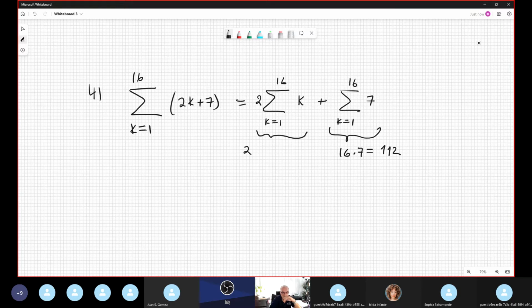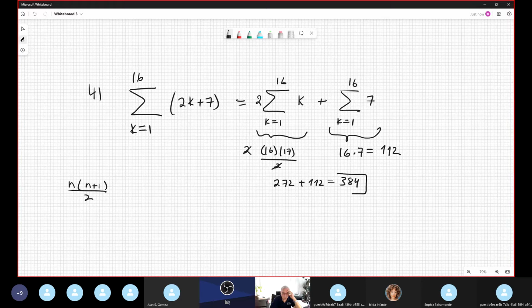It's two factors, and the formula is, let me copy the formula. The formula is n times n plus 1 divided by 2. But in our specific example, n is 16. So it's 16 times 17 divided by 2. And this 2 is cancelled, of course. Now multiplication, 16 times 17 is 272, plus 112. The answer is 384. Boom. Final answer. Super easy.